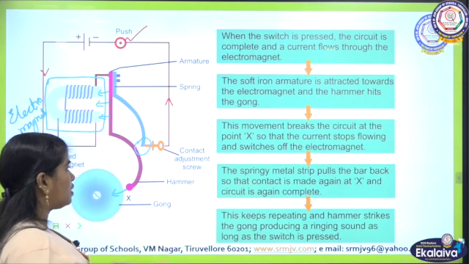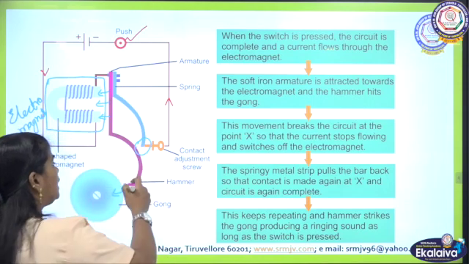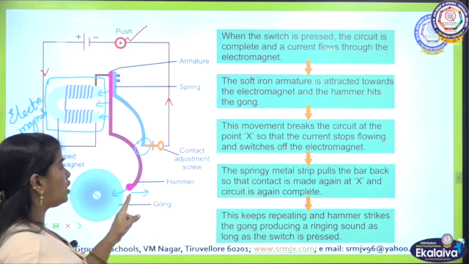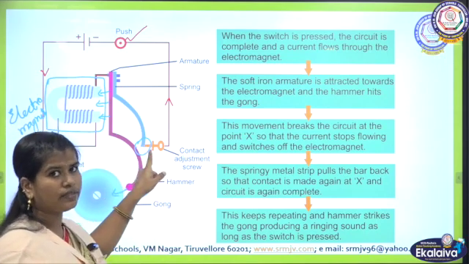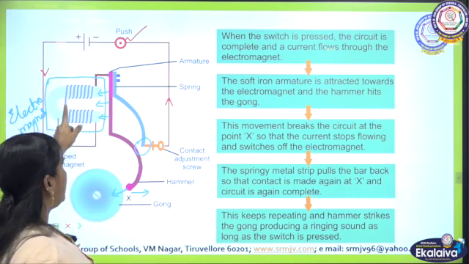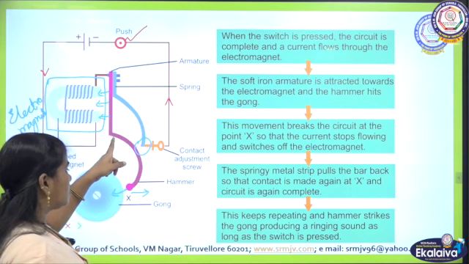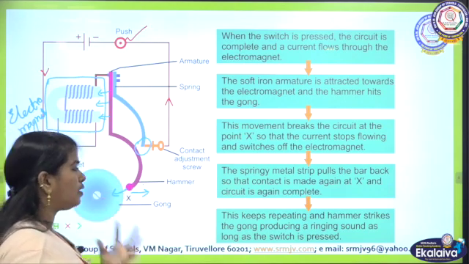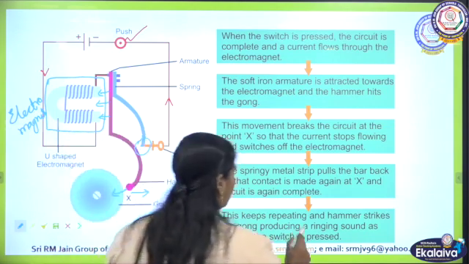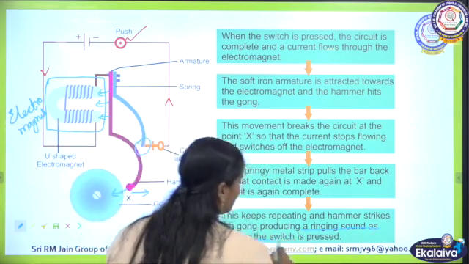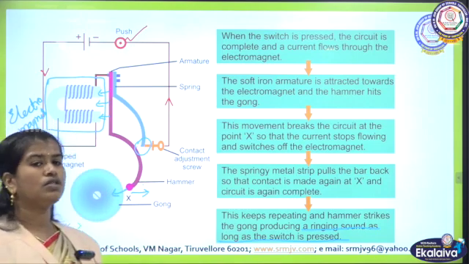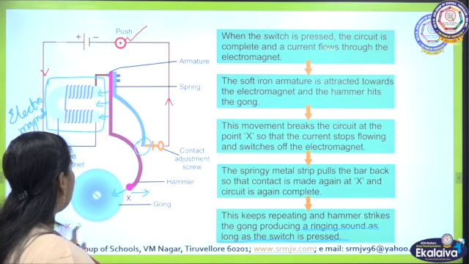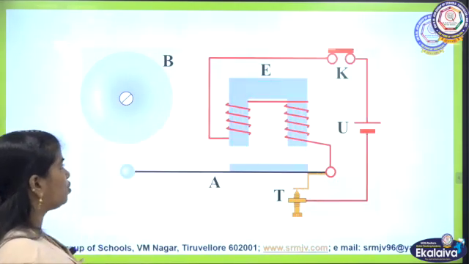When it stops striking the gong, it will go back to its original position, and again the circuit will get complete, and it will get magnetized and attract this part, and the hammer will strike the gong. That is why we can hear the ringing sound as long as the switch is pressed. So this is the mechanism behind the electric doorbell, and let me show you an animation.